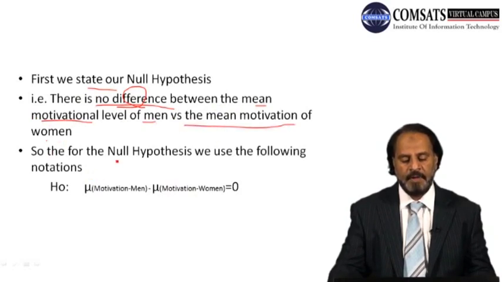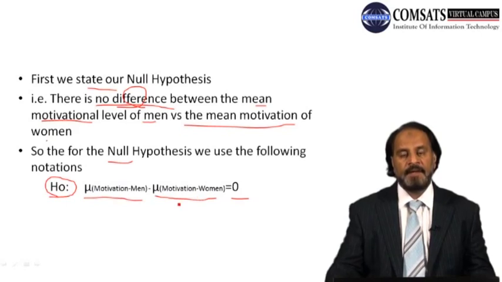While using the notations, we say H naught represents the null hypothesis, and we're saying the mean motivation level of men minus the mean motivation level of women is equal to 0. If you remember, we said that a null hypothesis is usually stated in a format saying that there is no relationship between two variables and there is no difference between the two groups. When we say there is no difference between the two groups, what do we mean by that? The difference between them is 0.